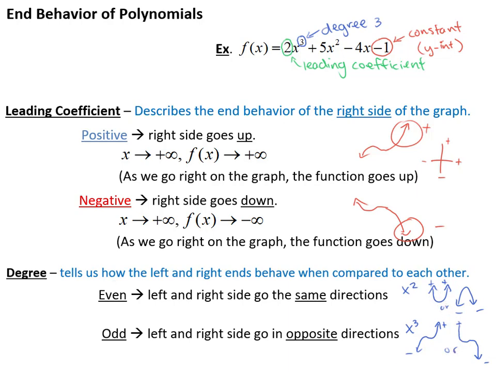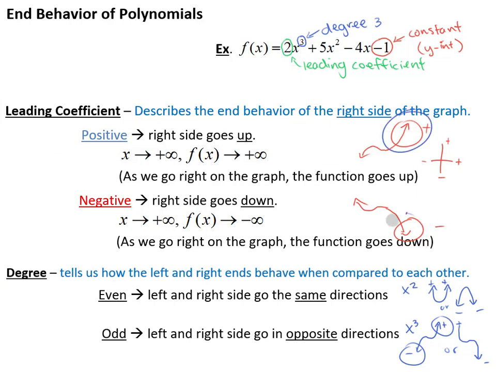There might be all kinds of weird squiggles and things happening in the middle, but I can tell you what's happening at the extreme ends. They're going up or down. Odd degree functions always go in opposite directions. Even degrees always go the same direction. And remember, we can basically figure out which direction by looking at the leading coefficient.